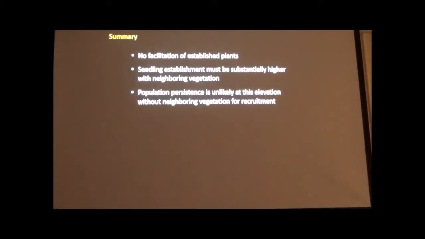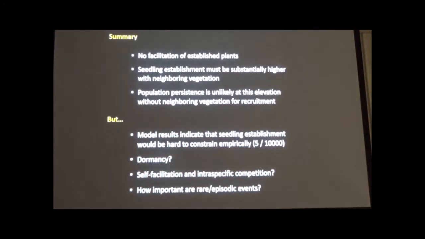So in summary here, we've got no facilitation of established plants. Seedling establishment must be substantially higher with neighboring vegetation, and population persistence is really unlikely at this elevation without neighboring vegetation for recruitment. So it does seem pretty critical. But model results indicate that seedling establishment would be really hard to constrain empirically, hard to observe. We have no idea actually about dormancy in the species. That could be important. We also don't know the degree of competition within the species, how that could limit it.